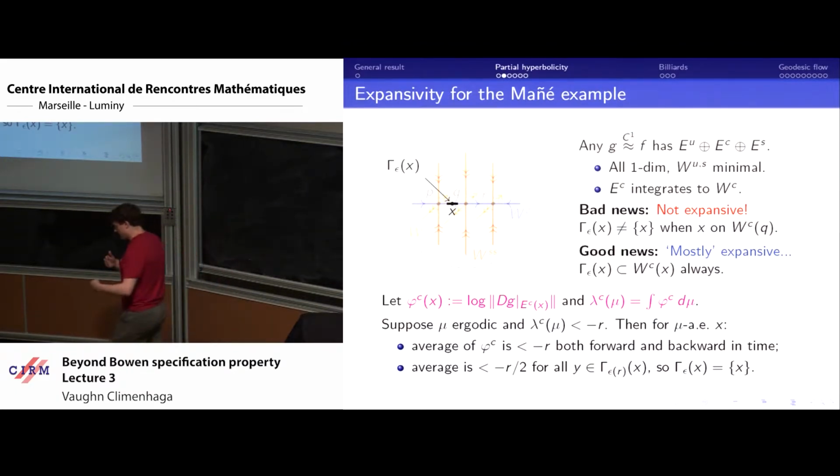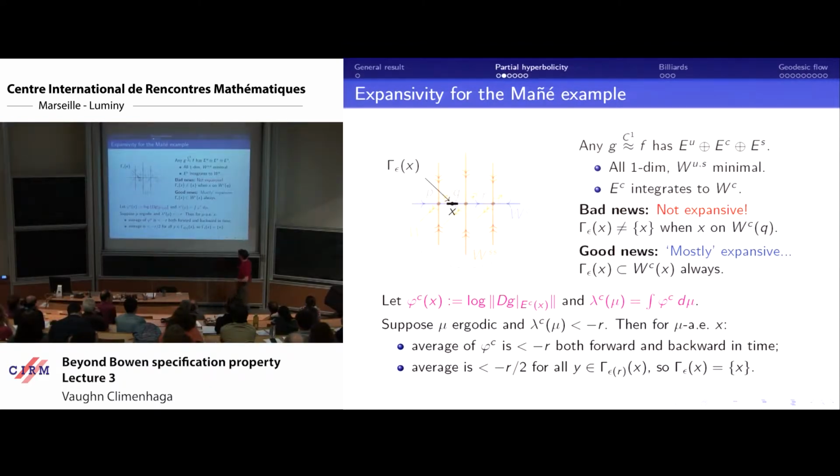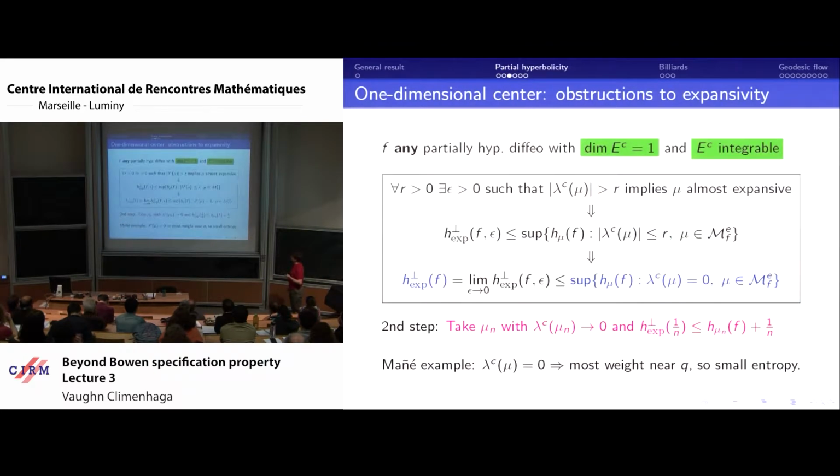And so every measure, every ergodic measure with this property is almost expansive. So let me say it again. And let me say it in a more general setting, because that argument does not rely on the structure of the Monnier example. That argument simply relies on having a partially hyperbolic diffeo with one-dimensional center which is integrable. So over the next few slides, I'll introduce a few assumptions on a partially hyperbolic diffeo. Those will be in green to say what the assumptions are when we introduce them.